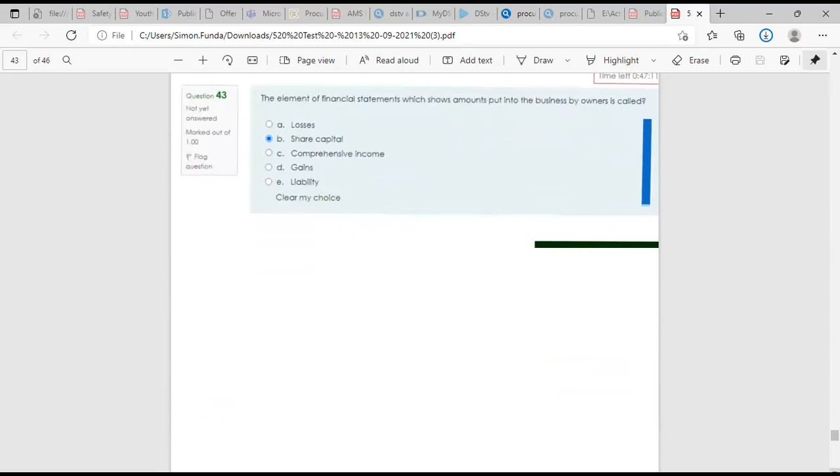The element of financial statements which shows amounts put into the business by the owner is called... Okay, so this is also straightforward. Share capital. The amount that we put in the business to start the business, to capitalize the business, is called share capital.